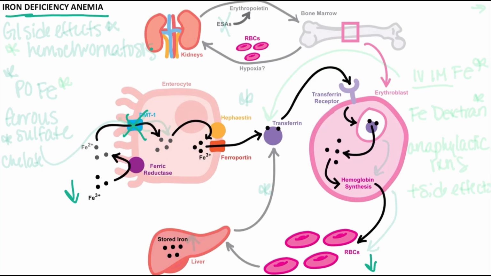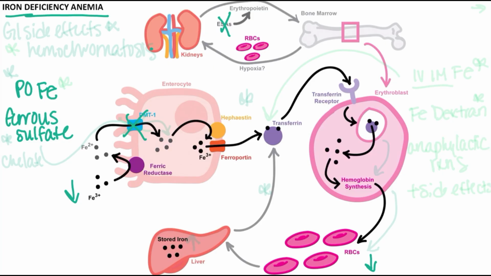Again, we discussed our erythropoiesis stimulating agents before, but these agents are not appropriate for this indication. So first we will discuss our oral iron supplement options, which is usually in the form of ferrous sulfate, and this is a very commonly prescribed agent, but there are other forms of oral iron out there.